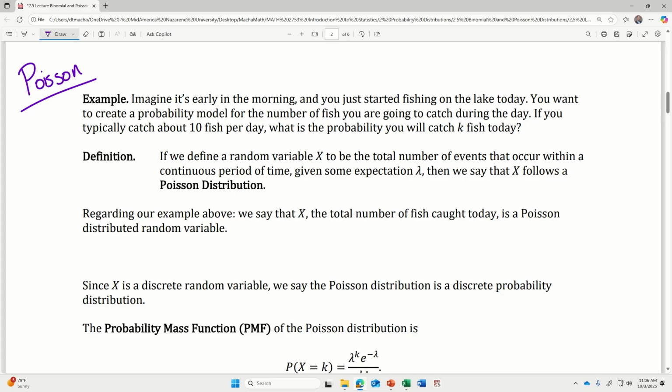The Poisson distribution would be relevant if you wake up early in the morning and you go fishing and you start to wonder, how many fish am I going to catch today? Maybe you have an expectation and you say, I expect to catch about 10 fish every time I go out to catch fish. So that's kind of like my expectation.